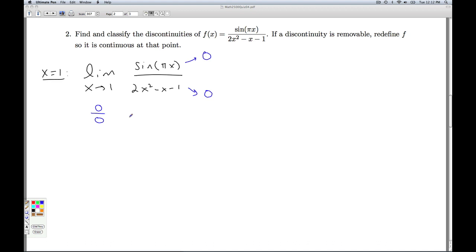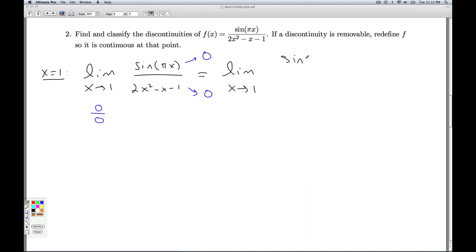And remember, that's an indeterminate form. The limit may actually work out. The limit may actually not work out. But if it's 0 over 0, at least I have a shot in doing some sort of maneuvering. Okay, so let's try to rewrite this then.